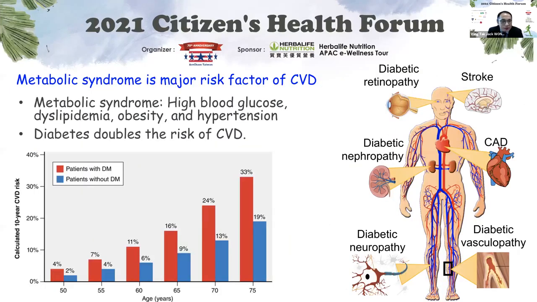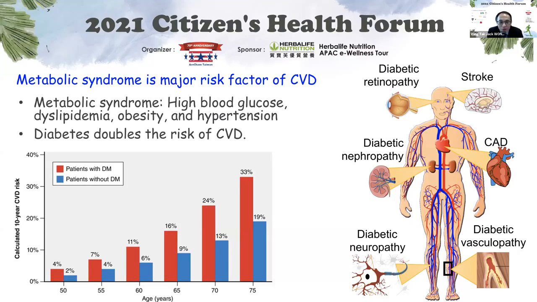Among the various risk factors associated with cardiovascular disease, metabolic syndrome is a major one. Metabolic syndrome is characterized by high blood glucose levels, low levels of high-density lipoprotein, regarded as the good cholesterol, high levels of plasma triglyceride, and high blood pressure.